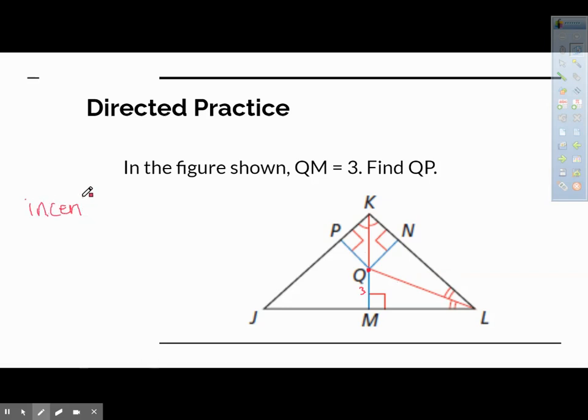Now, is the incenter equidistant to the sides or the angles? Right, the incenter is equidistant to the sides. So that means this line, QP, would be congruent to QN, which is also congruent to QM. So if QM is 3, QP would also have to be 3.